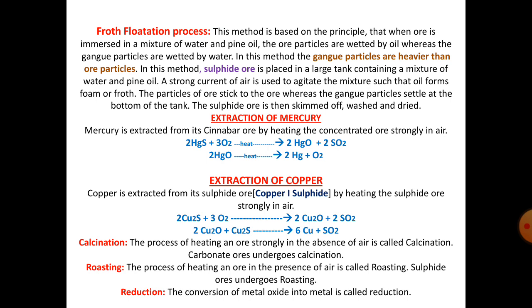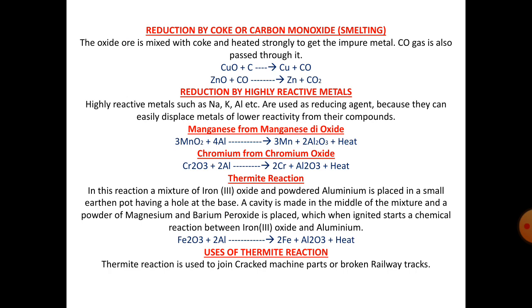Next, what do you understand by reduction? The conversion of metal oxide into metal is called reduction. Next comes smelting. Smelting basically is the reduction of metal oxides to metal, either with the help of coke or carbon monoxide. So in this case, let us try to understand what happens. The oxide ore is mixed with coke and heated strongly to get impure metal.